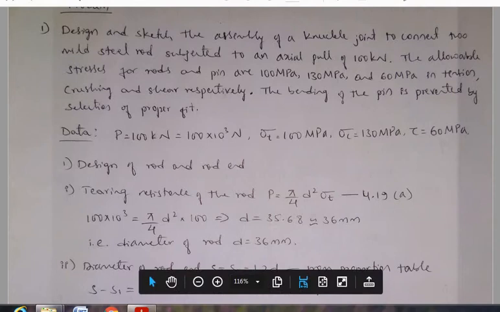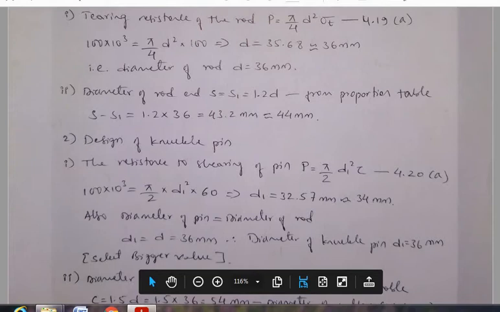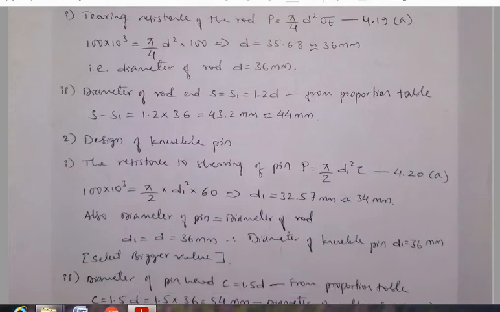Next we have the diameter of the rod end, which is given by S is equal to S1 is equal to 1.2 times the diameter of the rod. We have taken this value from the proportion table, and according to this, the diameter of the rod end will be 43.2 millimeter. Approximately we can take it as 44 millimeter.